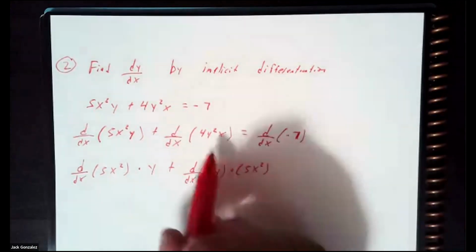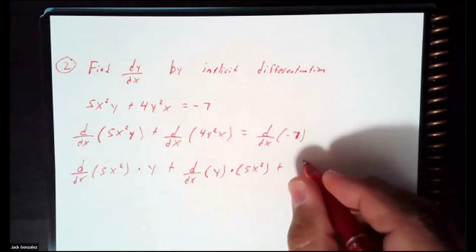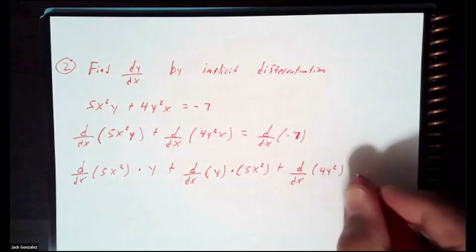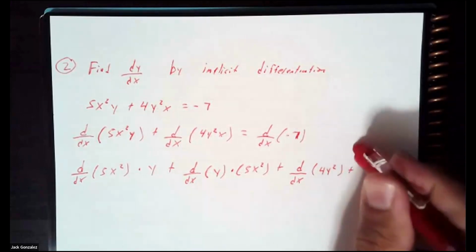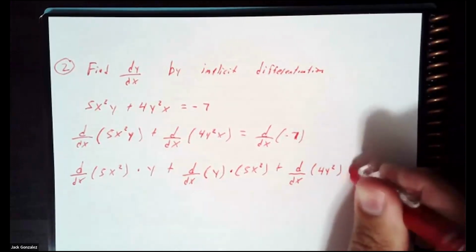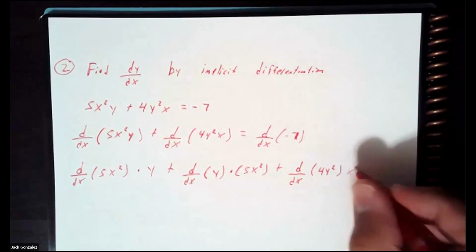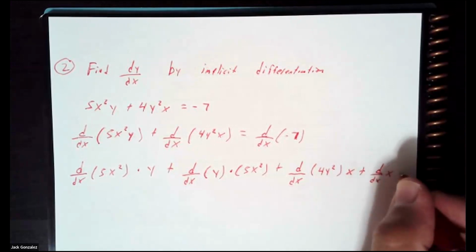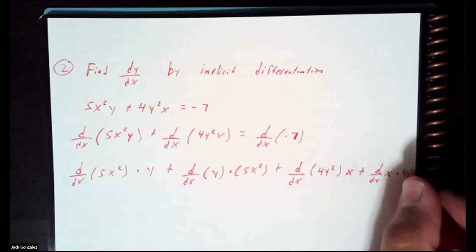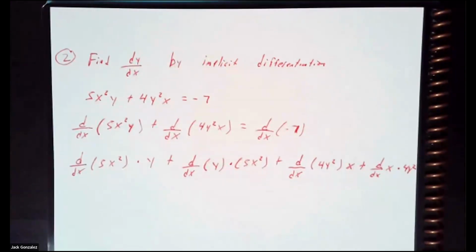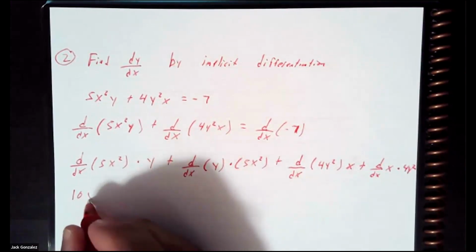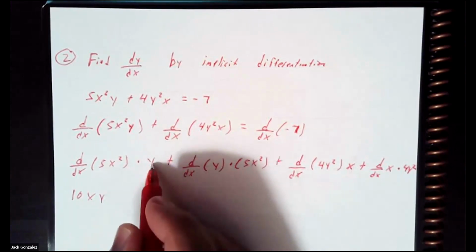All right. Derivative of this will be d/dx of 4y squared plus, oops, times derivative of the first times the second plus derivative of x times 4y squared. So she kind of jammed that in there. Sorry. So derivative of this is going to be 10xy, right? That y is just there.